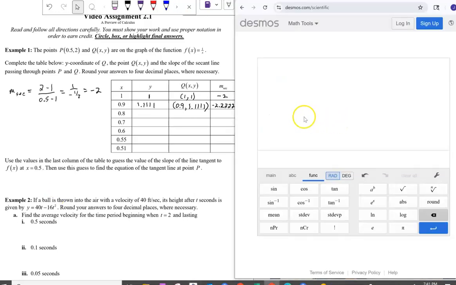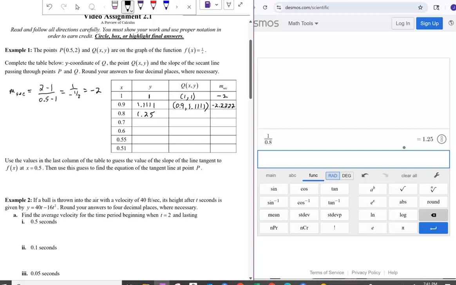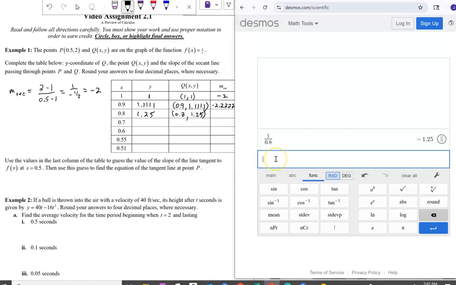Let's go ahead and switch to a calculator to help us find the values for each of these columns. First of all, to get the y value, we simply plug in the x value into our function f of x. So f of x is 1 over our x value. Our next x value is 0.8. And there we have 1.25 is going to be our next y value. So our next point Q is at (0.8, 1.25). And now we need to go ahead and find the slope of that secant line.